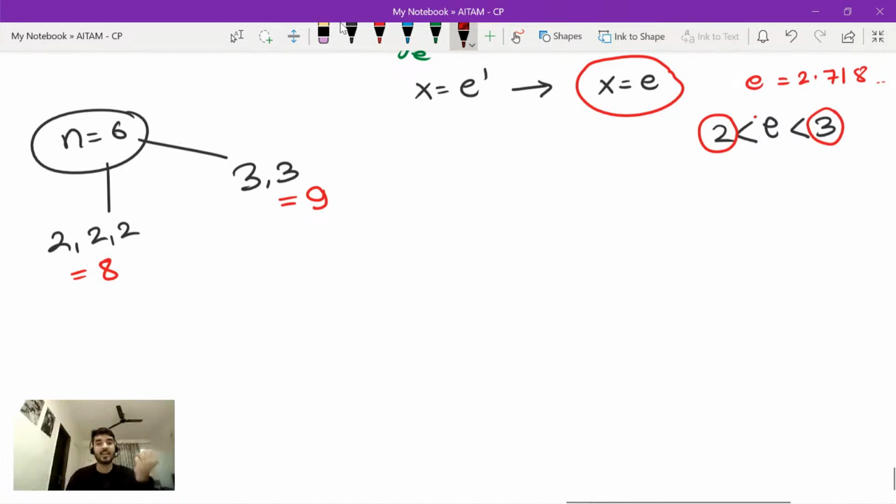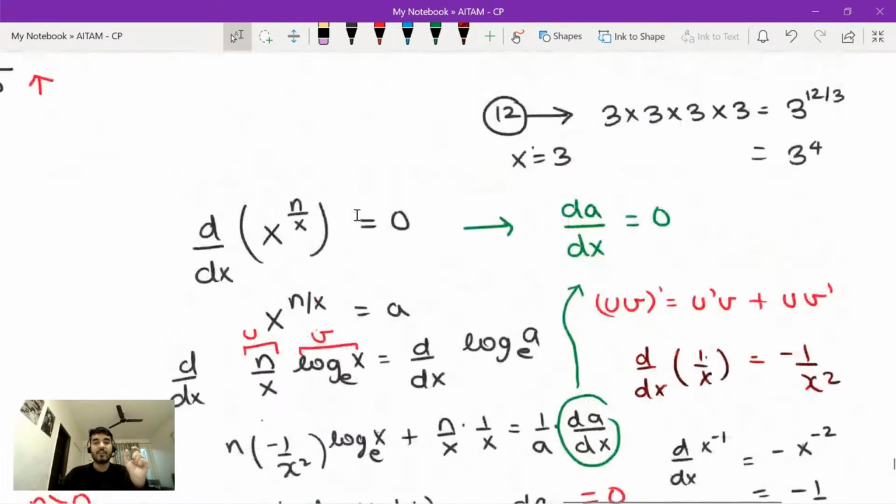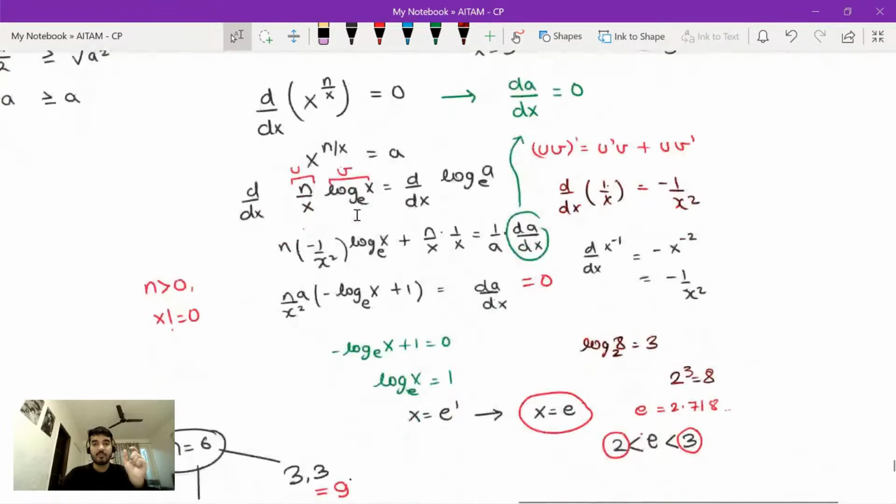So with this thing, now I know it's always optimal to break n into chunks of 3. So I hope this thing is clear to you. This will give you the best result every time. And here is the proof. This differentiation is the proof for this.